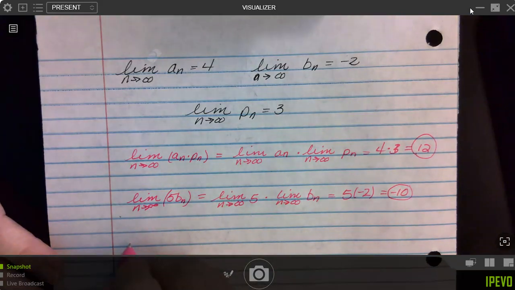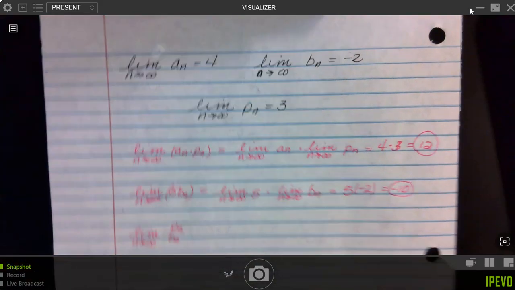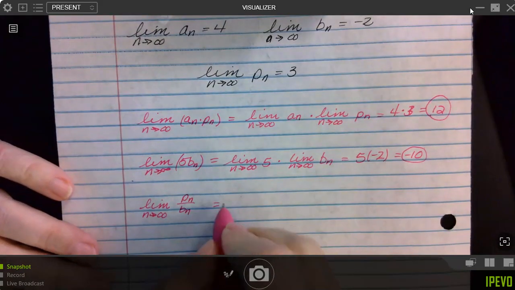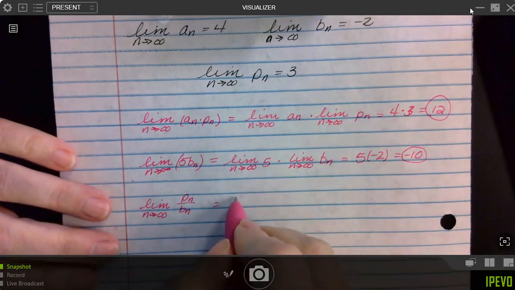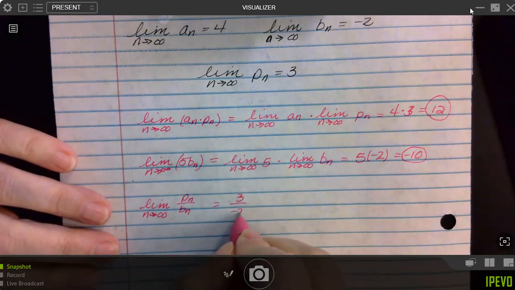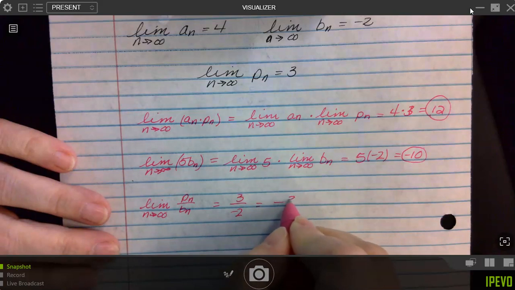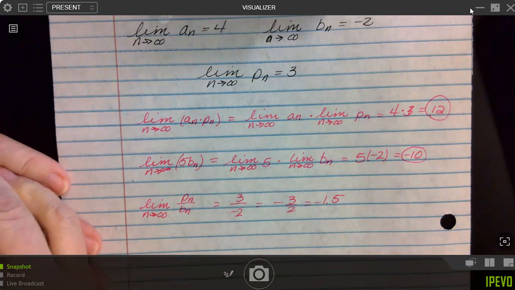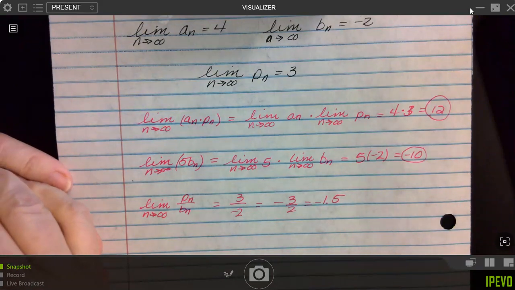Likewise, I could ask for the limit of p sub n divided by b sub n as n approaches infinity, which means I would divide those. The limit of p sub n is 3. The limit of b sub n is negative 2. So my answer would be negative 3/2 or negative 1.5. That's what those properties allow you to do. Okay?